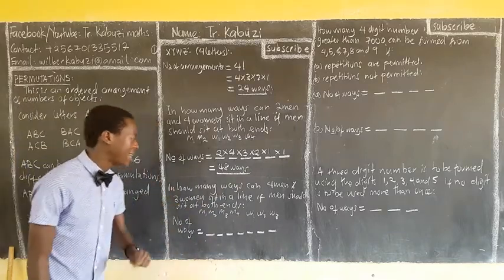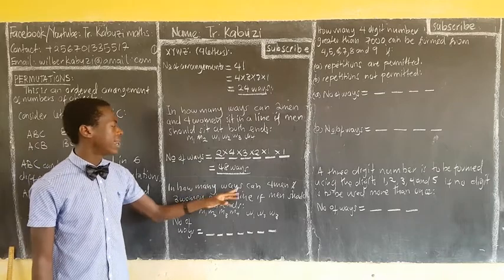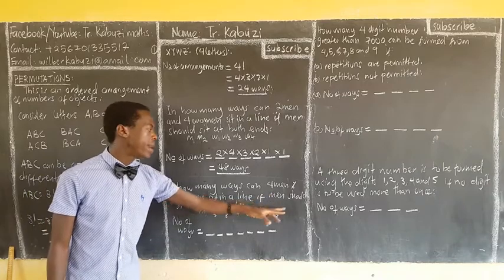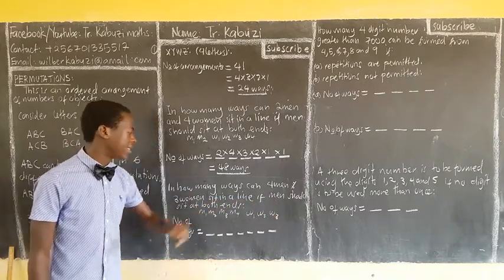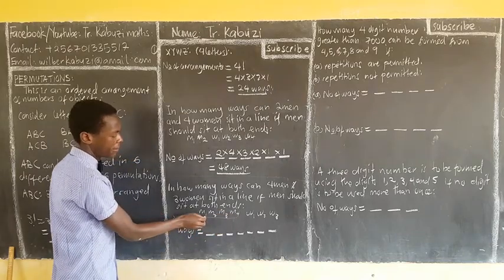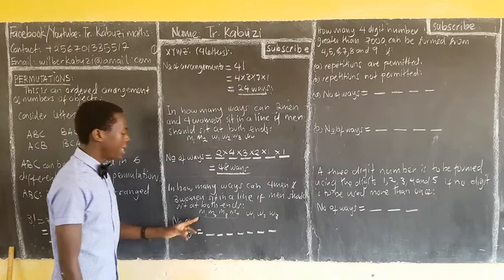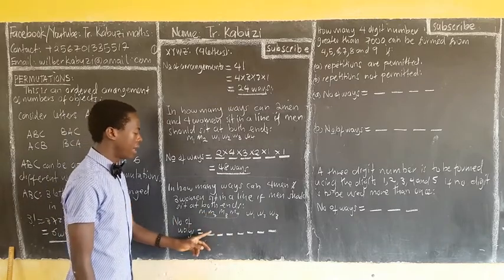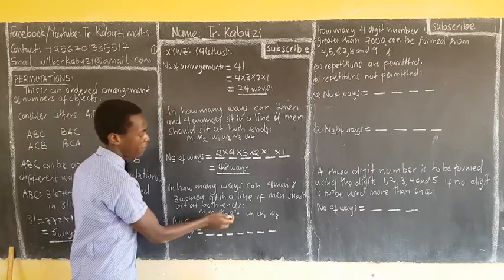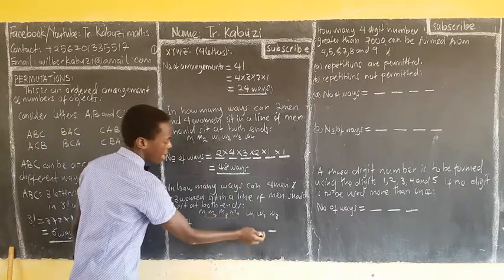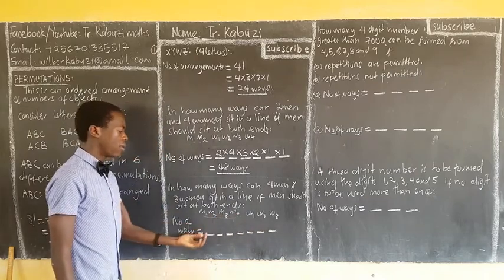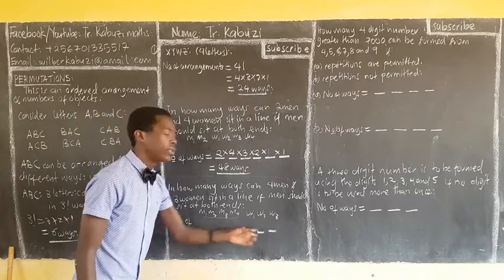Another question here is, in how many ways can 4 men and 3 women sit in a line if men should sit at both ends? Now, this time around, I have 4 men and 3 women. Remember, the men should sit at the ends. I divide them according to numbers: 1, 2, 3, 4, 5, 6, 7. So, one of these 4 men should sit at each end.